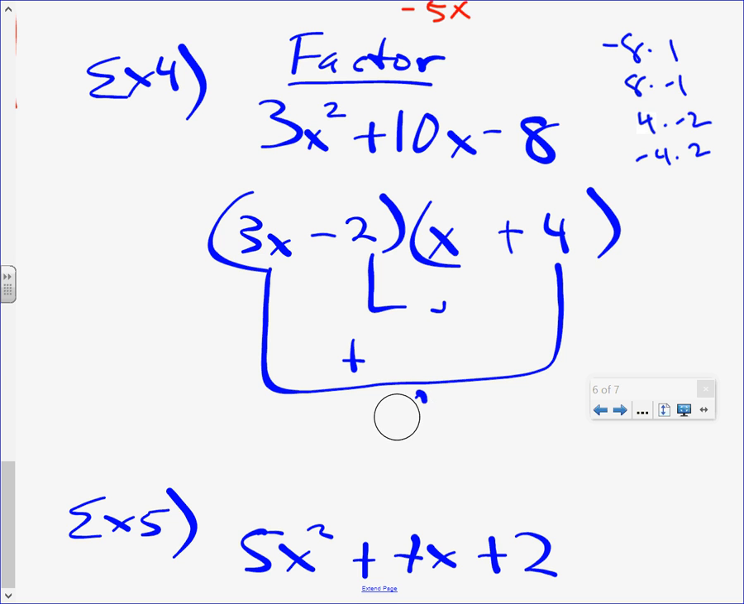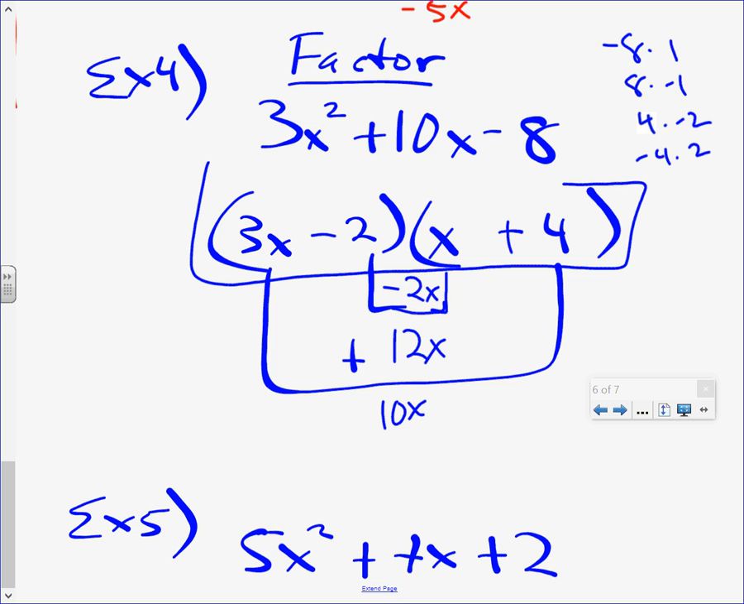Let's try. Check this out. Negative 2 times x, negative 2x. 3x times 4 is a positive 12x. Add those up. We got 10x. We're rocking and rolling. Here are our factors. This is our final answer.